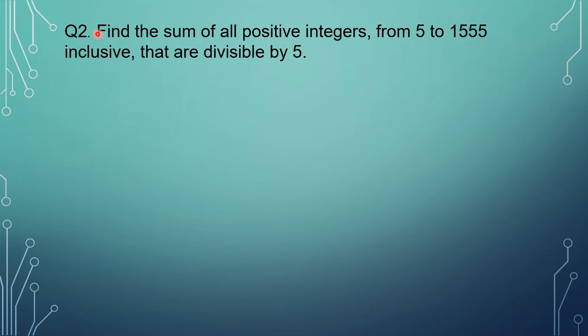So the second question is, find the sum of all positive integers from 5 to 1555 inclusive that are divisible by 5. Now the meaning of the term inclusive is that we have to write the numbers which are divisible by 5 from 5, and the last number 1555 will also count. So let's start the solution.